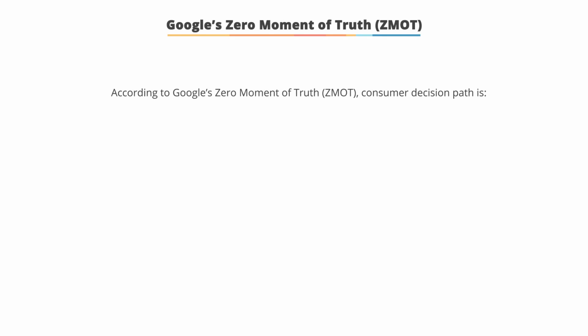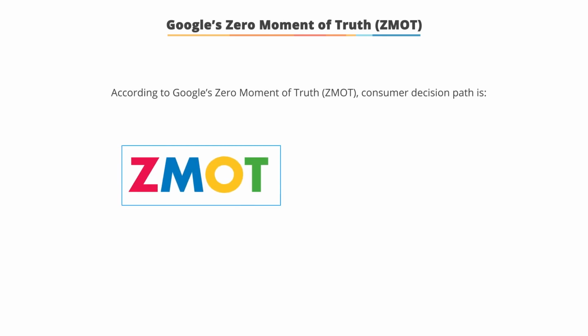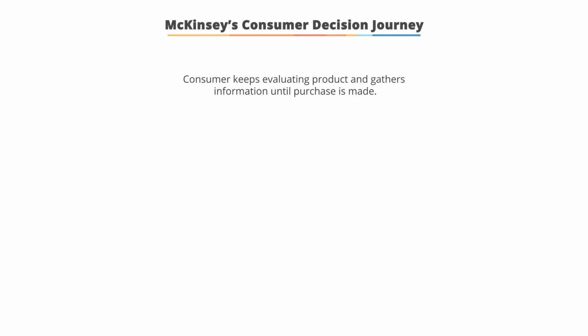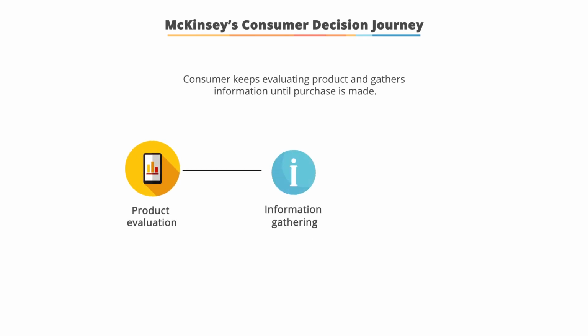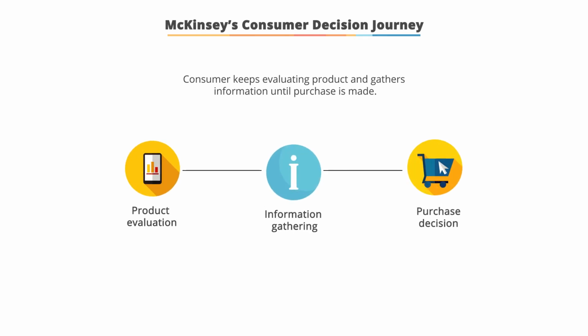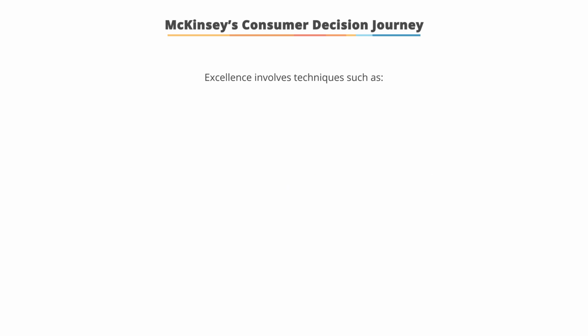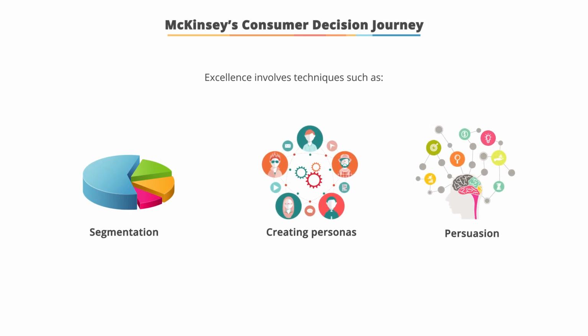There's a similar concept from Google called Zero Moment of Truth, or ZMOT. The concept is similar. The path isn't linear anymore. It's multi-channel, multi-device, and it's interrupted by triggers or moments. Keeping in mind the consumer decision journey isn't linear anymore, but a circular process in which the consumer keeps actively evaluating the product by gathering information, and this goes on until the decision is made. This highlights the importance of executing with excellence at every moment. Excellence starts early in the marketing process with techniques such as segmentation, personas, and persuasion scenarios, as we will see next.